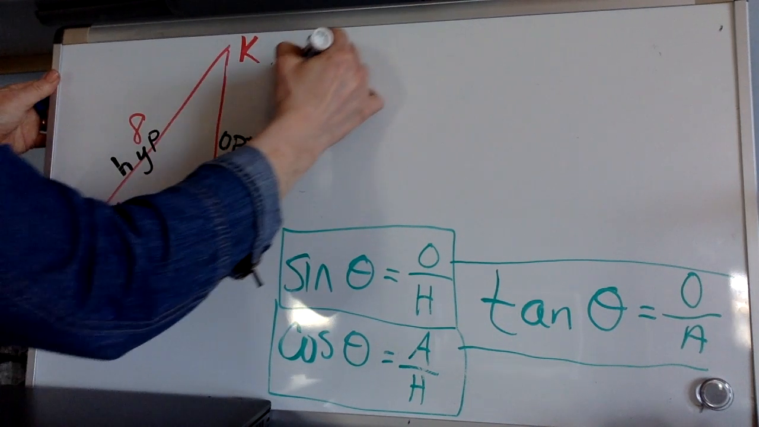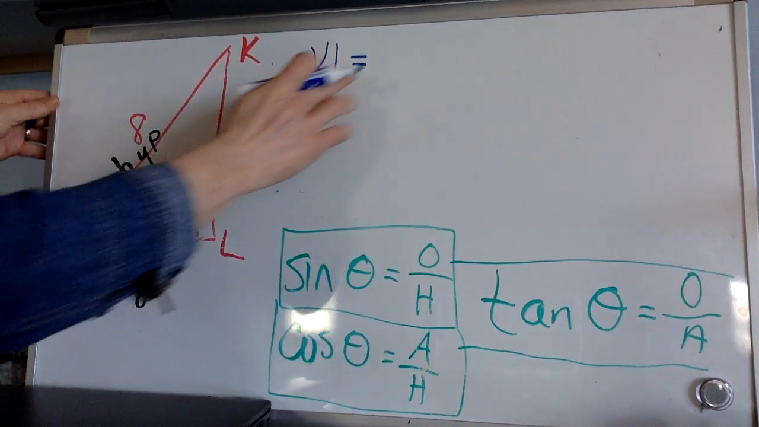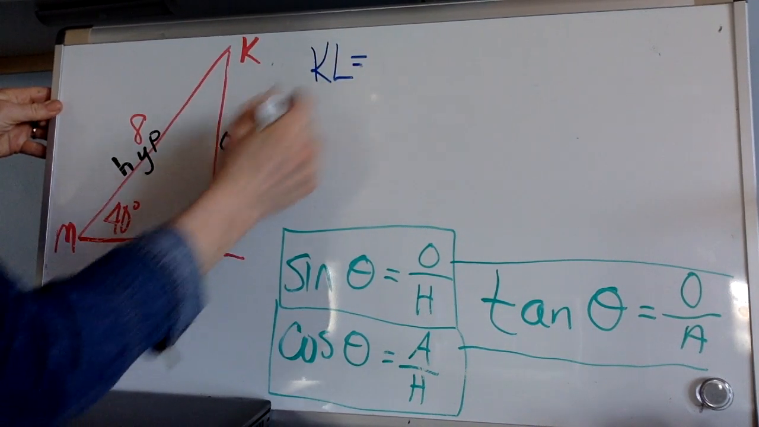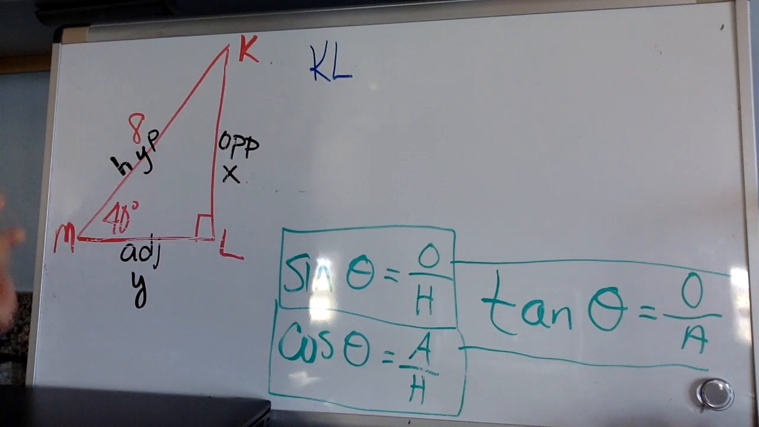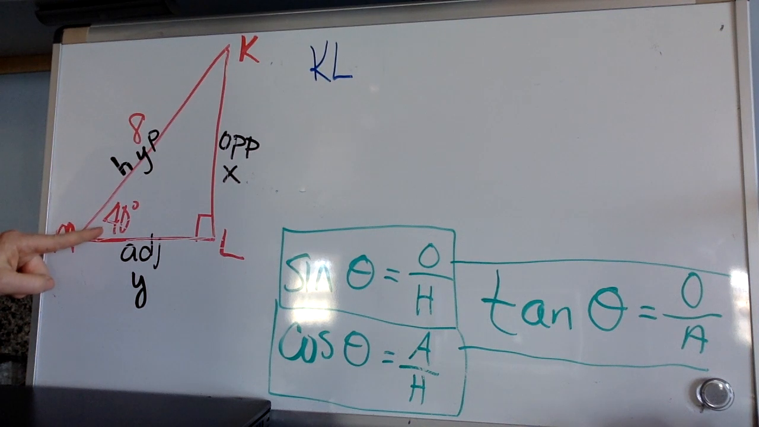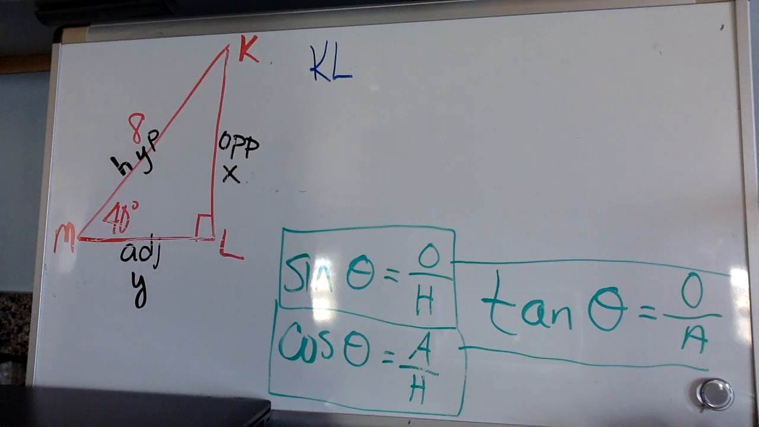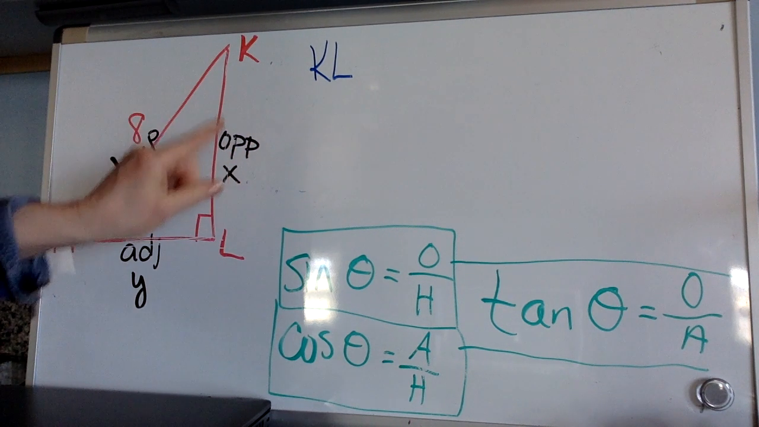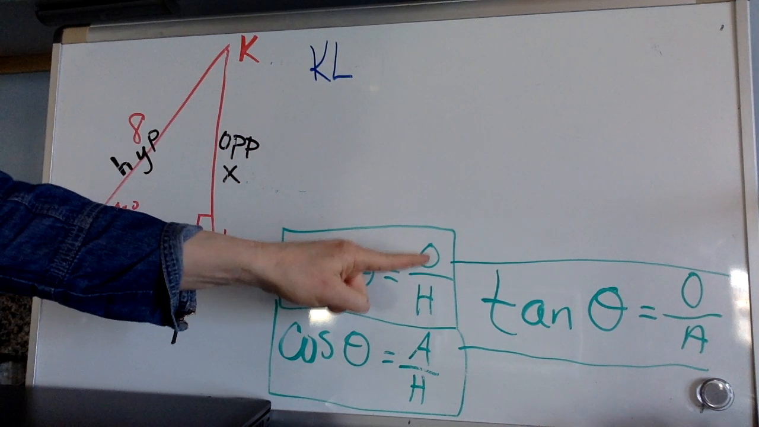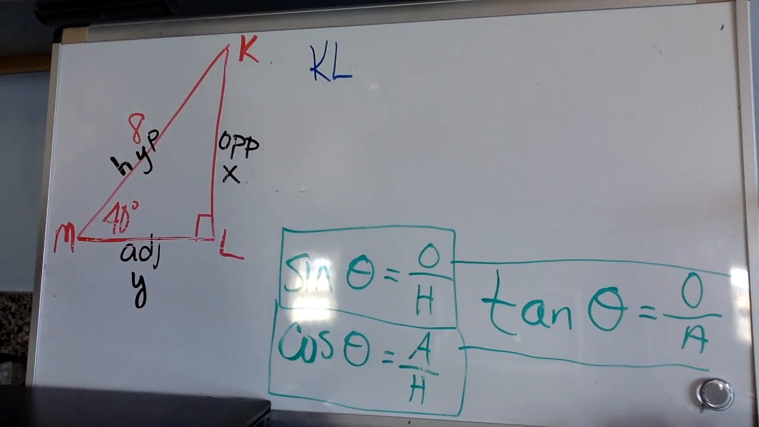So I'll choose KL. So the length of KL here, I'm going to have to find out, I'll let it be X, right? So to find KL, I'm looking for the length of the opposite leg in reference to this 40-degree angle. So opposite the 40-degree angle is leg KL. I need a ratio then that has opposite in it. So it's going to have to be either this one or this one. Cosine's off the table because it doesn't have opposite in it. What's the side length I know? I know the hypotenuse length.